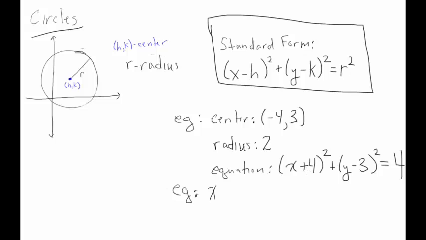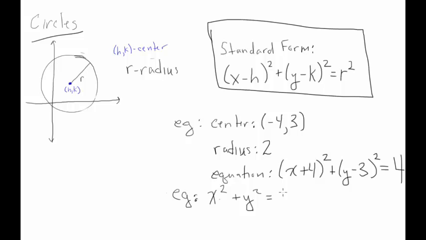If you don't have an h or k, it just means there's 0. For example, x squared plus y squared equals 9 is the equation for the circle whose center is (0, 0). See, (x minus 0) squared is just x squared. (y minus 0) squared is just y squared. And the radius of this circle is, of course, the square root of 9. So the radius here is 3.